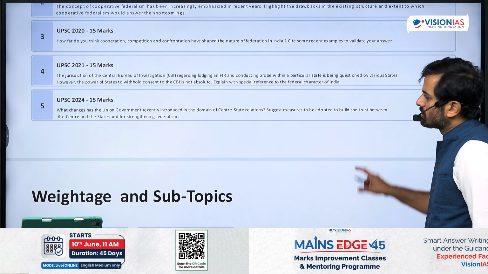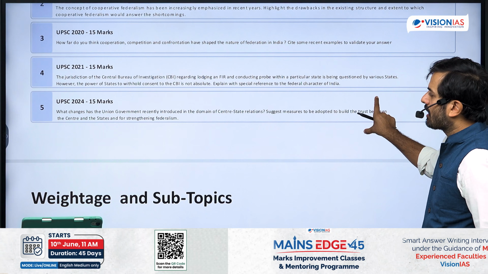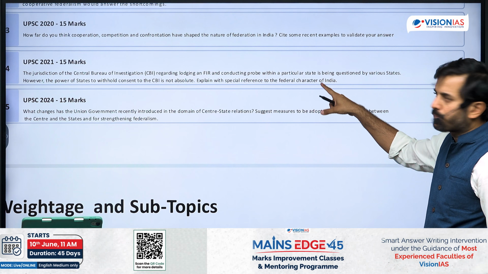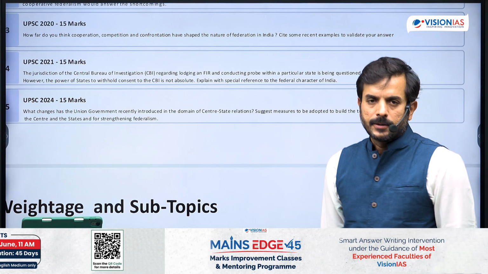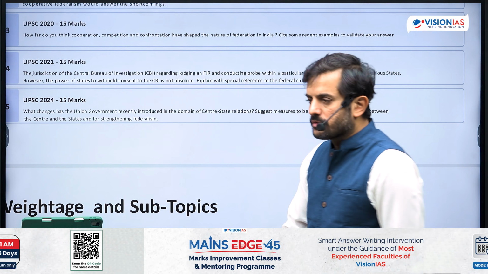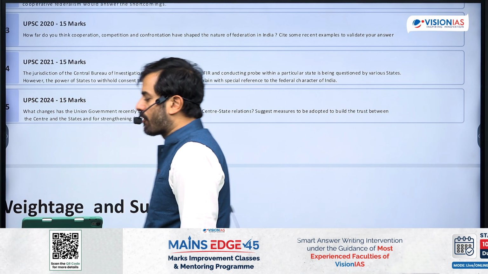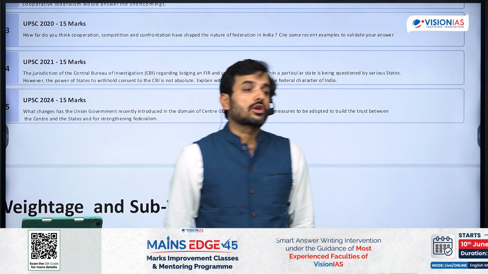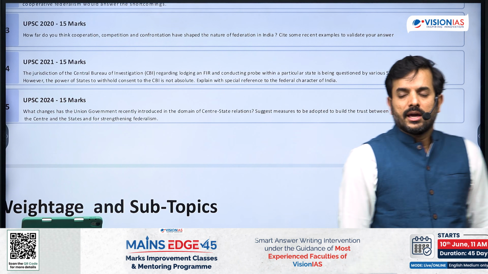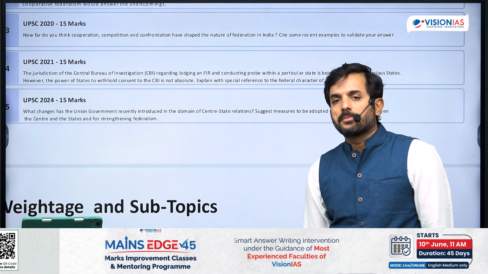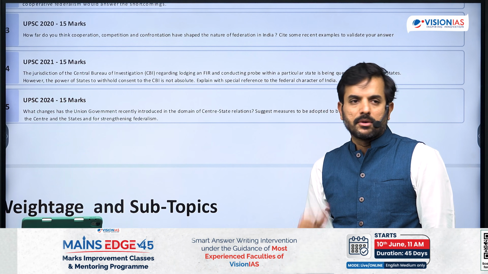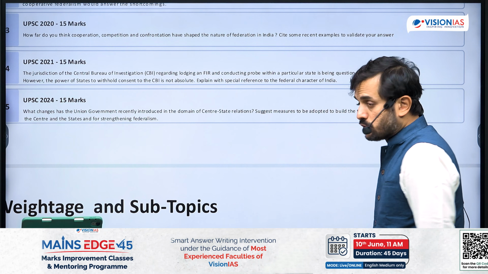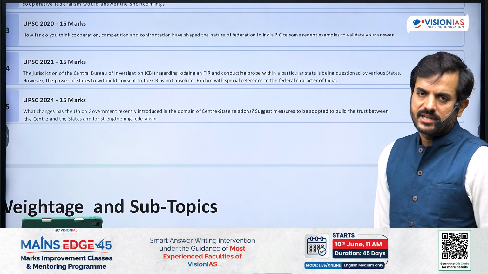2021, the question was that the jurisdiction of the CBI regarding lodging an FIR and conducting probe within a particular state is being questioned by various states. So when the CBI is going to the various states for lodging an FIR and conducting investigation, the states are not allowing them to do so. We have seen in case of West Bengal how there was a clash between West Bengal police and the CBI officials. A similar kind of situation emerged in Punjab as well. This usually happens in opposition ruled states.